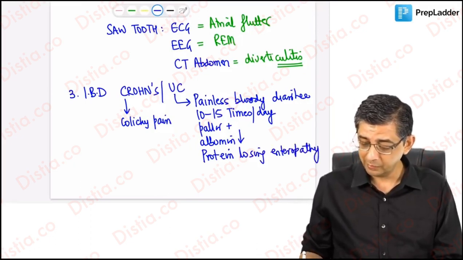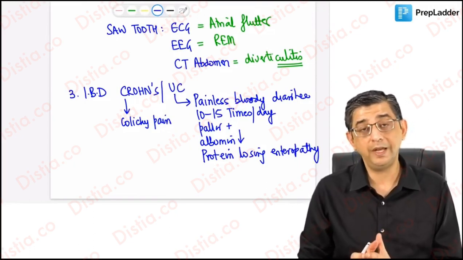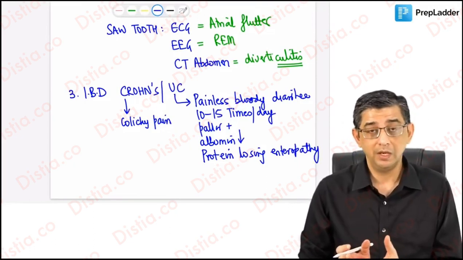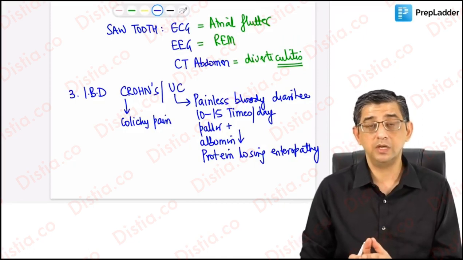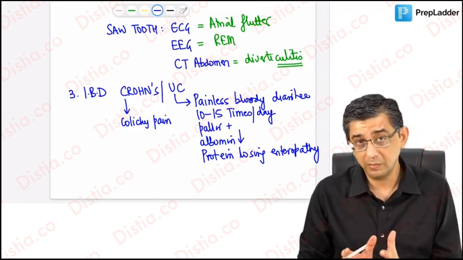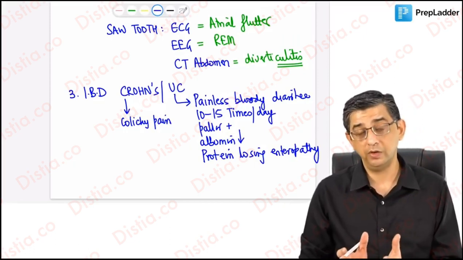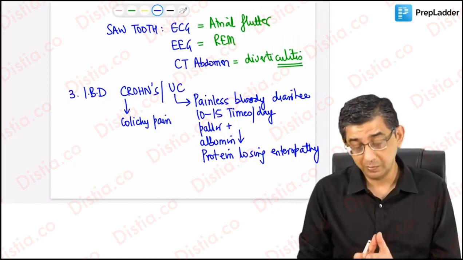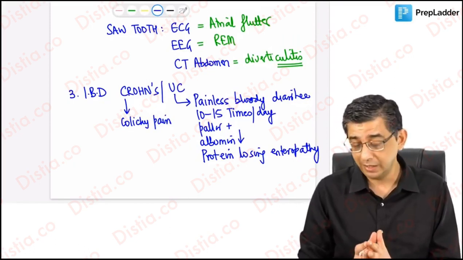The common example of protein losing enteropathy that we tend to study happens to be Ménétrier's disease, where there's a hyperplasia of the rugosities of the stomach. But even ulcerative colitis, or let me say malabsorption syndrome examples, they're all examples of protein losing enteropathy.